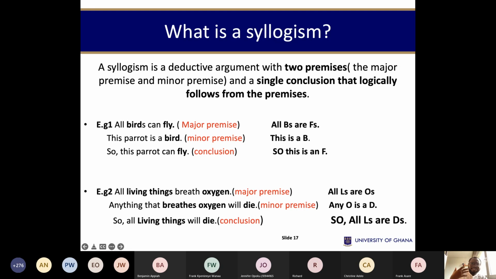So with universal negation, you are denying something in a universal way, and that becomes your major premise. The next one must follow from what you have denied. Then you have a conclusion.